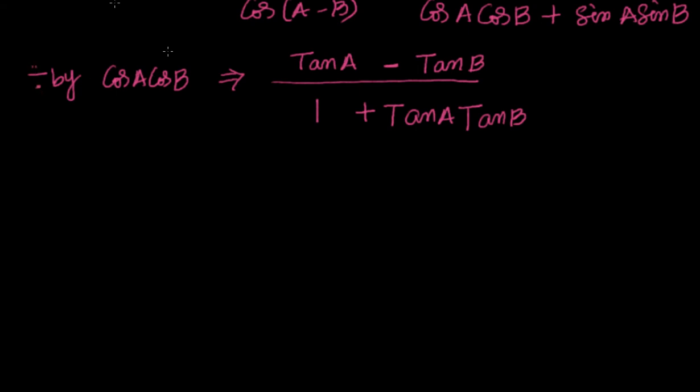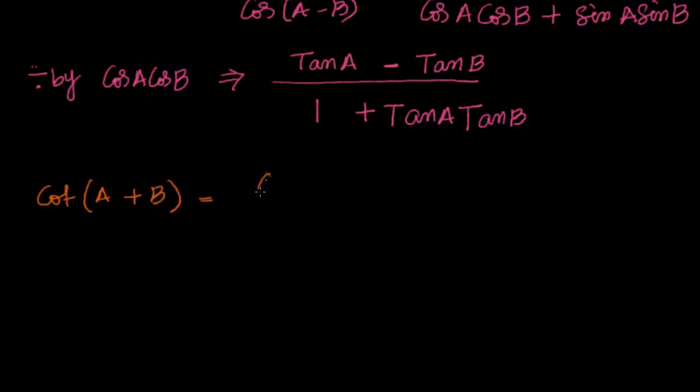Like we see the relation of tan a minus b, the tan a minus b is nothing but tan a minus tan b by 1 plus tan a tan b. That means in terms of tan. Now can you try for cot of a plus b? I am doing it for a plus b. You can try a minus b otherwise.